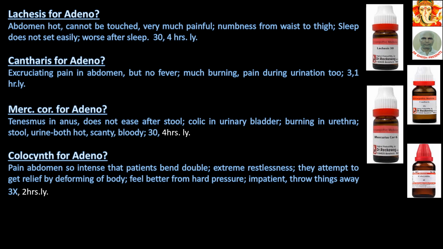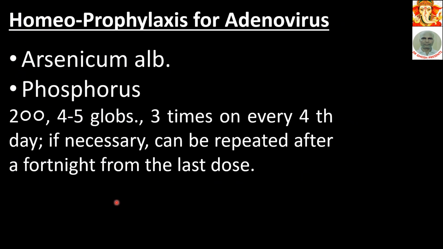Colocynth for adenovirus: pain in abdomen so intense that the patient bends double. Extreme restlessness. They attempt to get relief by doubling up the body. Feel better from hard pressure. They are impatient, throw things away. Give Colocynth 3x, 2 hourly. Homeo-prophylaxis for adenovirus: Arsenicum album, phosphorus. Anyone will do, 200 potency, 4 to 5 globules 3 times, on every 4th day. If necessary, the whole process can be repeated after a fortnight from the last dose.